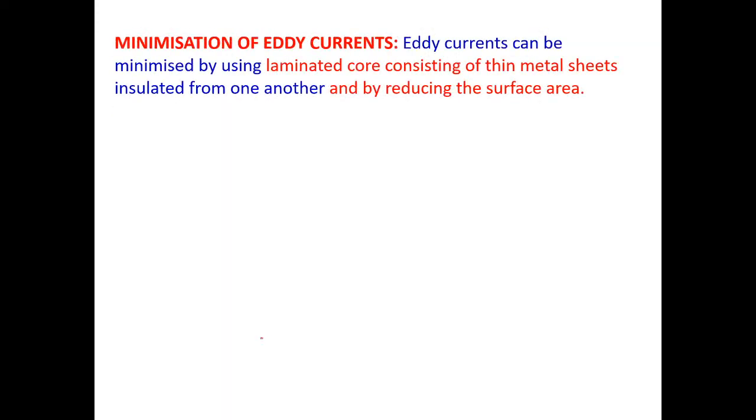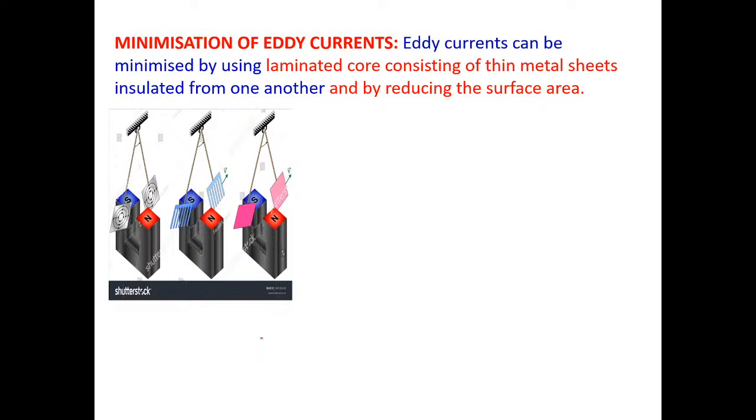How can we minimize the eddy current? Can we minimize it by using a laminated core of metal sheets? We can cut it into metal sheets, and the shape can be modified like this. Otherwise, if it is moving back and forth, eddy currents will be looping in this metal sheet, and a large amount of energy will be wasted in the form of heat.